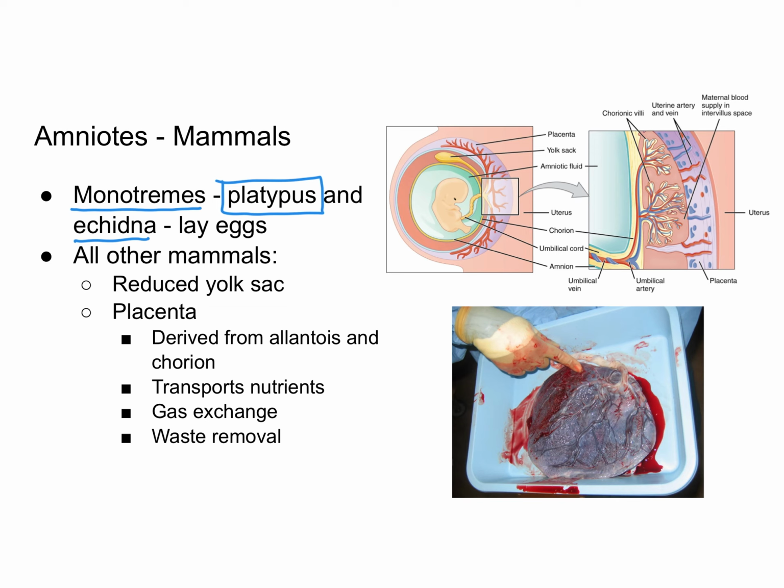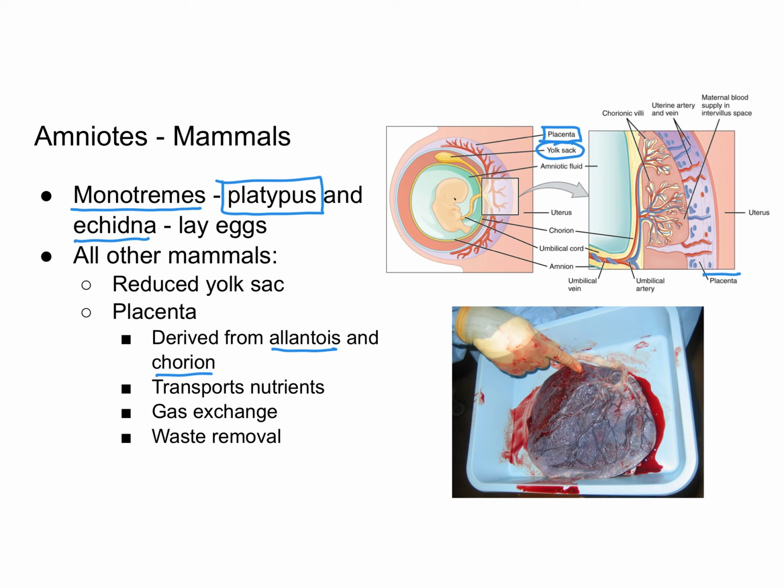All other mammals are still considered amniotes because they have those same extra embryonic membranes. They just don't have a shell that surrounds them. Instead, the embryo and fetus stay inside the mother, and the mother basically acts as the shell. In other mammals, there is a reduced yolk sac, but there is a little bit of a yolk sac there. And then the placenta is actually made up from two of the amniotic layers. So the allantois and the chorion come together in order to form the structure known as a placenta.